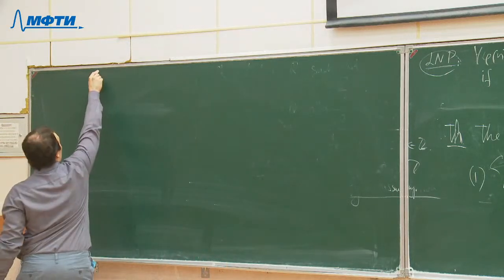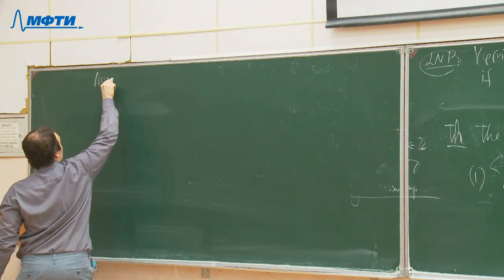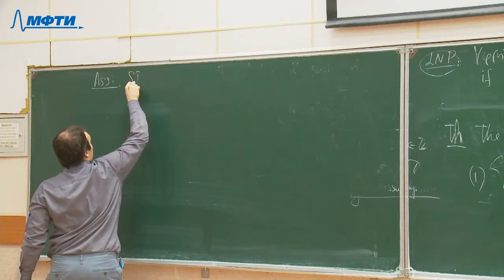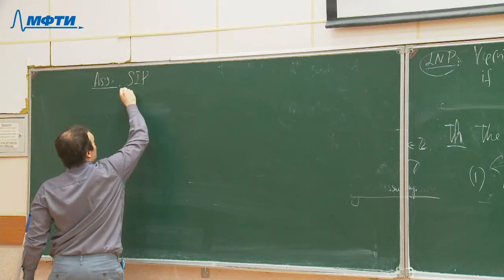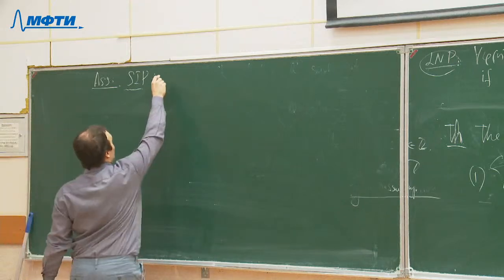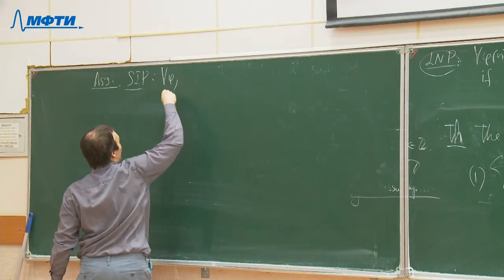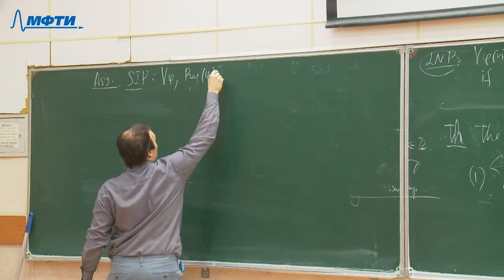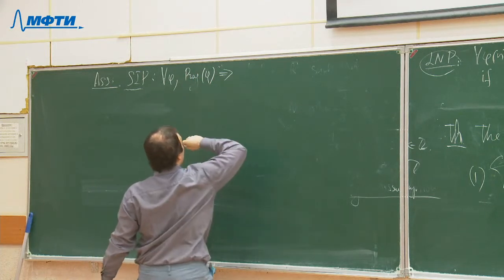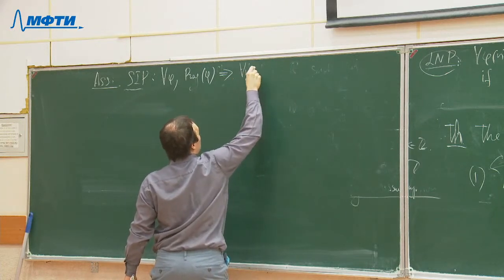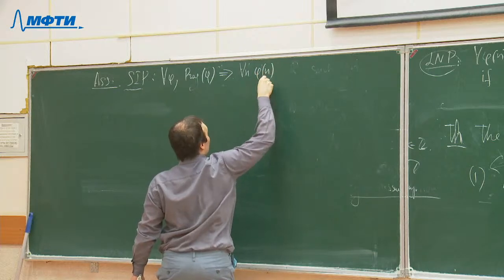What is assumed? Our strong induction principle is assumed. That is, for every phi, if phi is progressive, then every natural number satisfies phi.